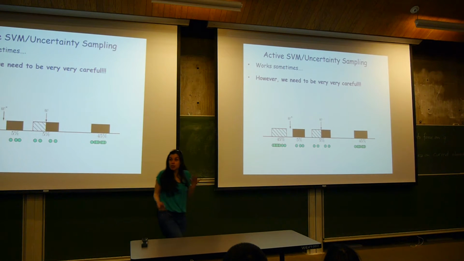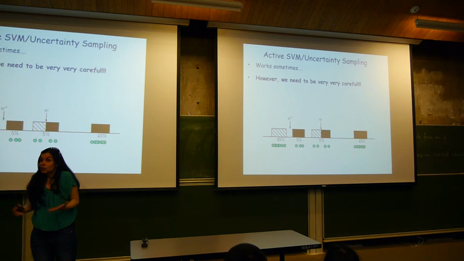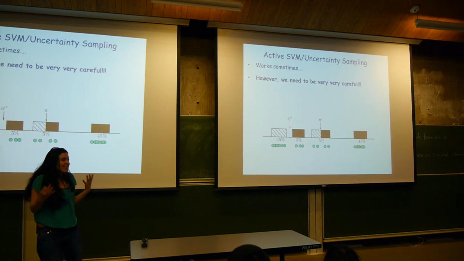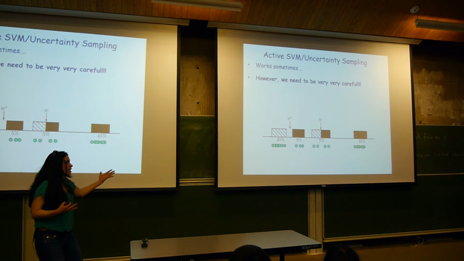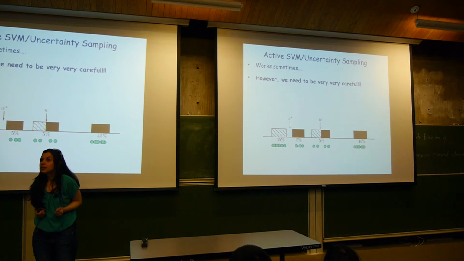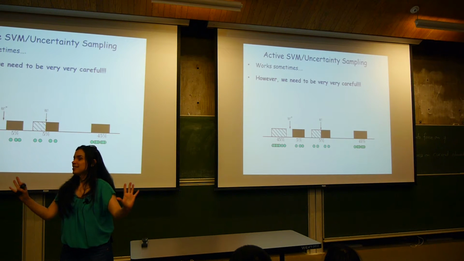So this shows that active SVM can be inconsistent, which is truly bad. Even if I see not many label requests, I might output a classifier whose error rate is truly bad compared to the error rate of the best classifier. So that says we have to be truly careful, and we have to go beyond the heuristics.